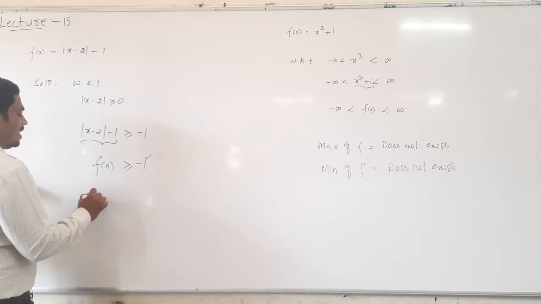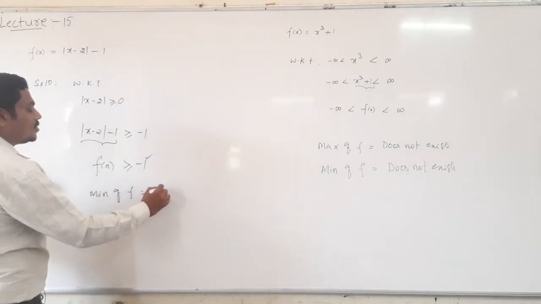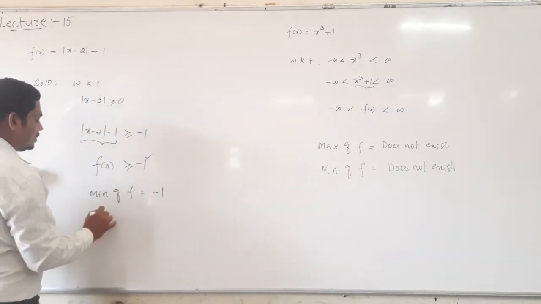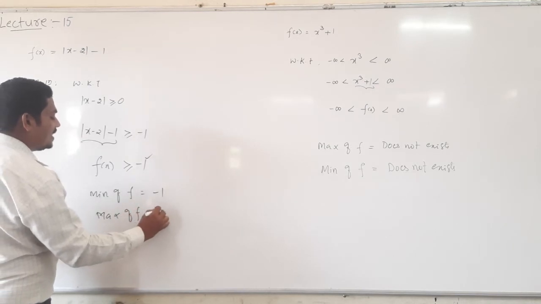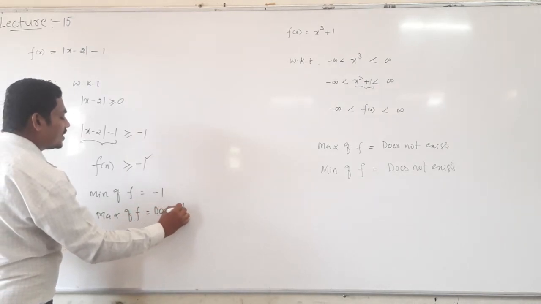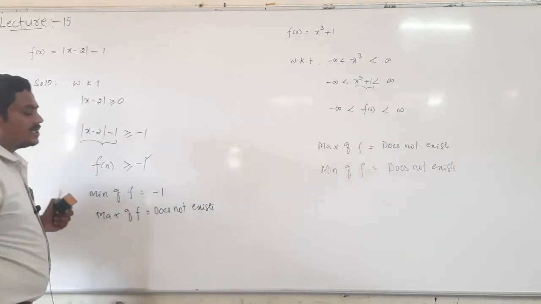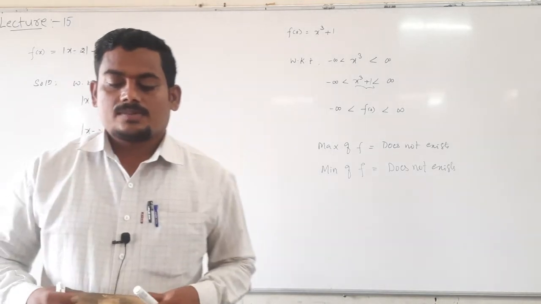Therefore, minimum of f is equal to minus 1. In this case, there is no fixed maximum. Maximum of f does not exist. Next problem.